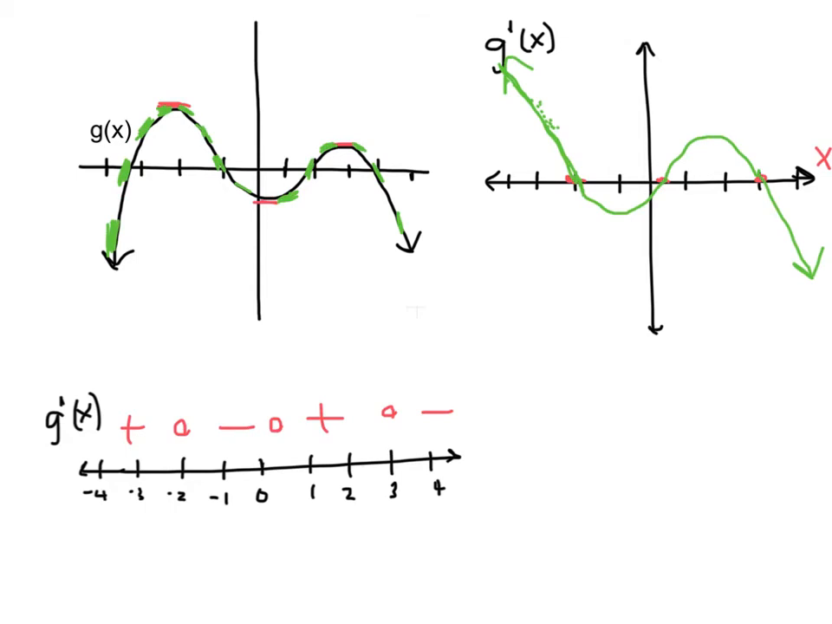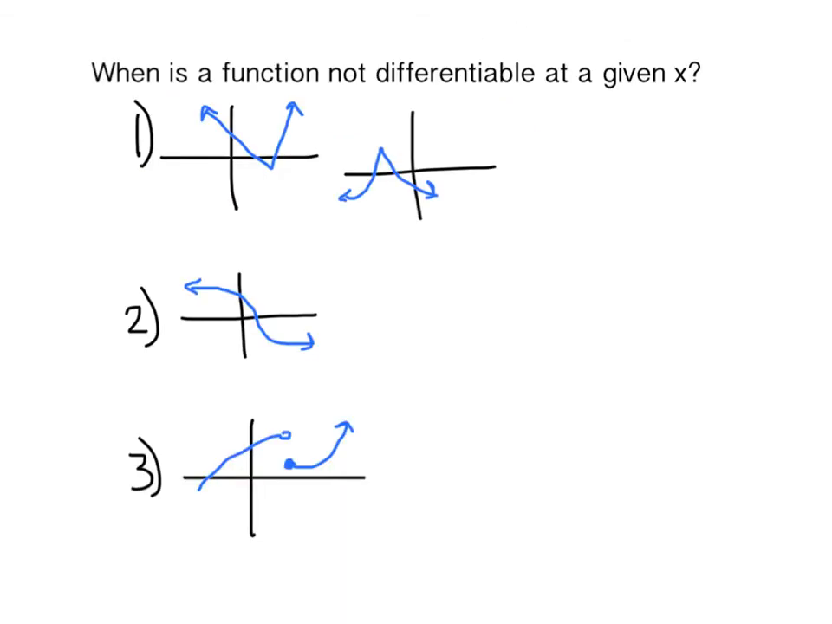Okay, good job. Okay, there are 3 different situations when a function is not differentiable at a given x. And this matters because when we are graphing the derivative of a function, if it's not differentiable at that value, it's going to affect the graph of the derivative. And so we want to talk about these just really briefly. The first is called a corner.